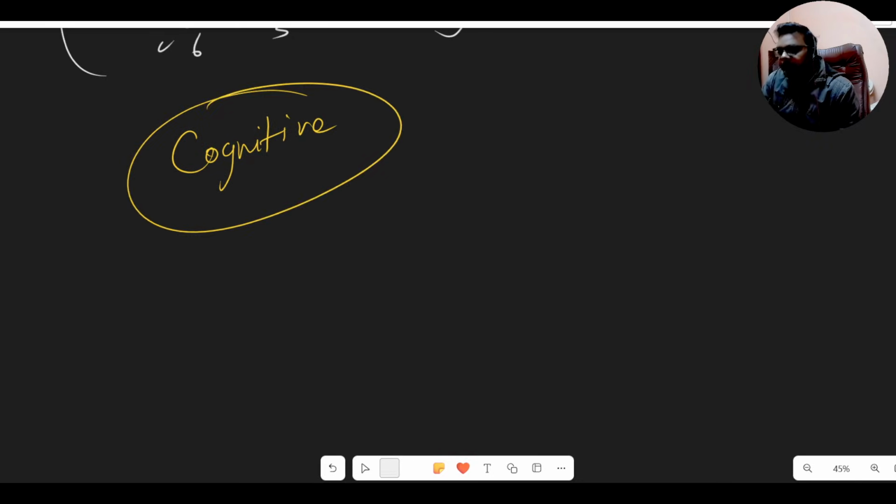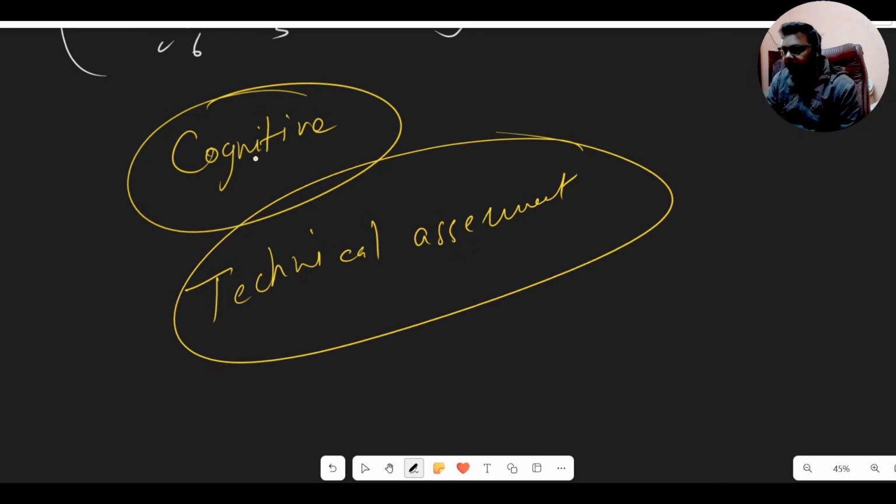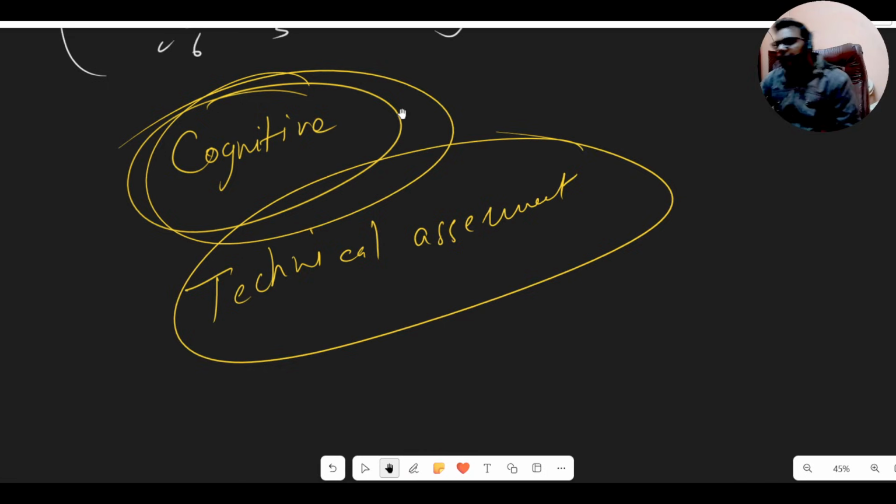The main part is there are two big eliminations: one after the cognitive round, which is a game based assessment, and one after the technical assessment. These two eliminations are big. You need to clear both technical and cognitive. If you are not able to clear any of the sections, you will get an immediate rejection.